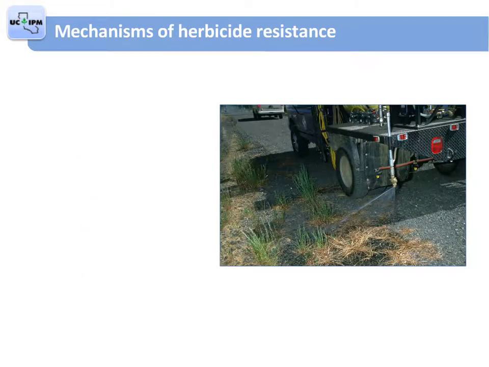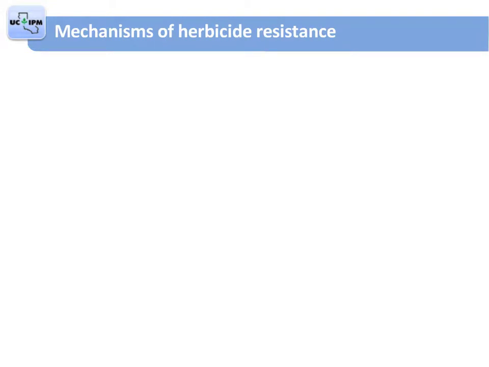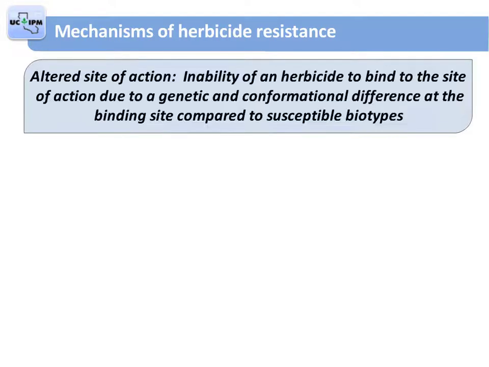There are a couple of different mechanisms by which resistance can develop. There is target site alteration and a non-target site-based mechanism. Non-target site resistance includes metabolic resistance and sequestration. Let's first take a look at target site alteration. This is the most common mechanism of herbicide resistance. About 80% of the resistance that we see is from altering the active site.